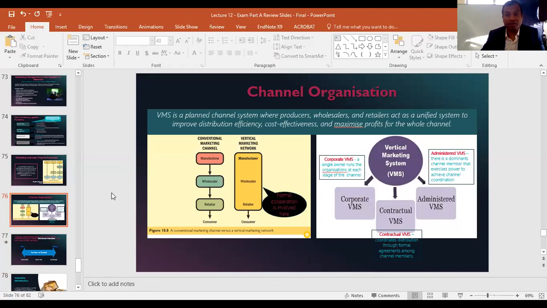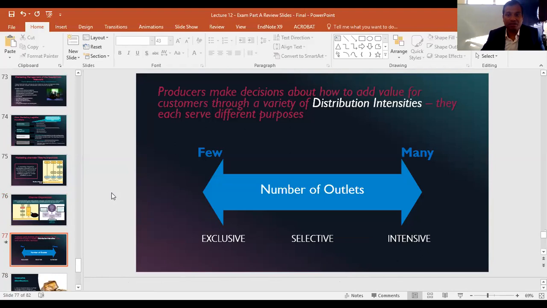We had a little bit of discussion around the vertical marketing system, and conventional marketing channel versus the vertical marketing network. We also had a discussion on the number of outlets: selective, exclusive or intensive.